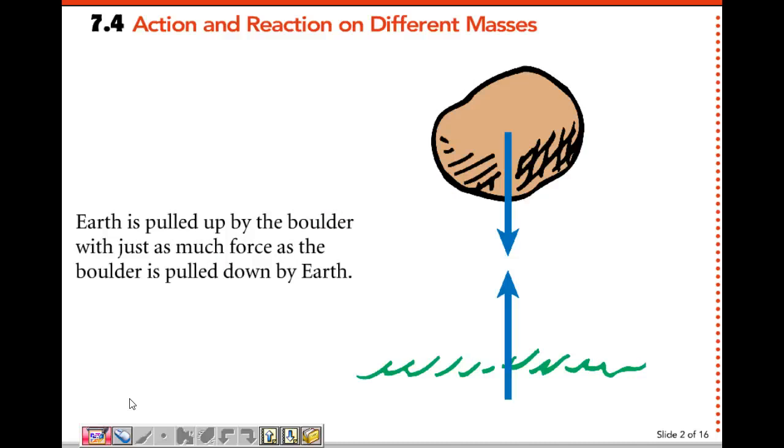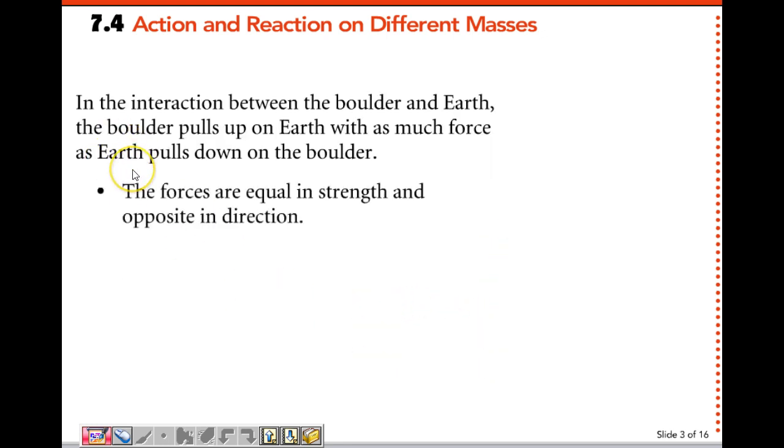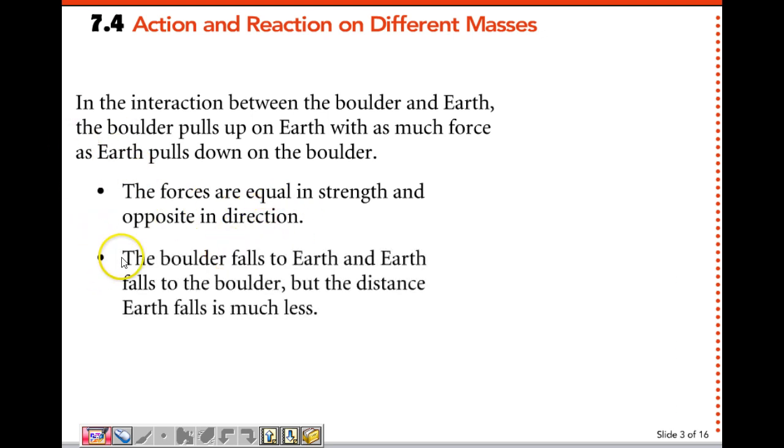Let's go back and talk about the Earth and the boulder a little bit more. Earth is pulled up by the boulder with just as much force as Earth pulls the boulder down. Those are equal and opposite, according to Newton's third law. We have an action force, Earth pulling the boulder down, and a reaction force, the boulder pulling the Earth up. The forces are equal in strength and opposite in direction. We say the boulder falls to the Earth, and we observe that, but the Earth actually falls to the boulder too. The distance the Earth falls is much, much less, so small that we don't even notice it.